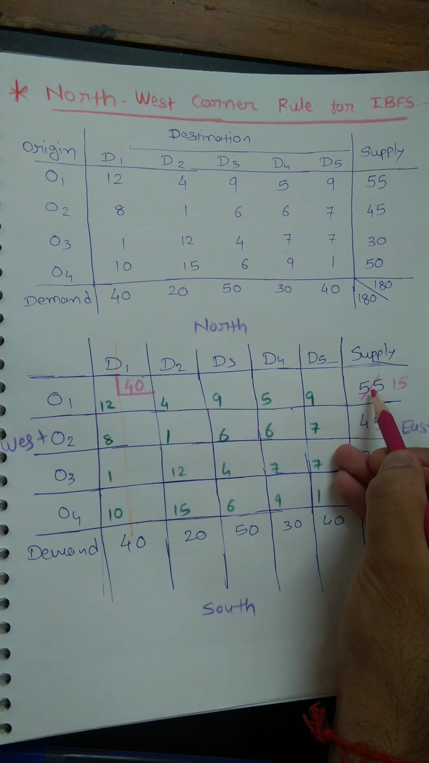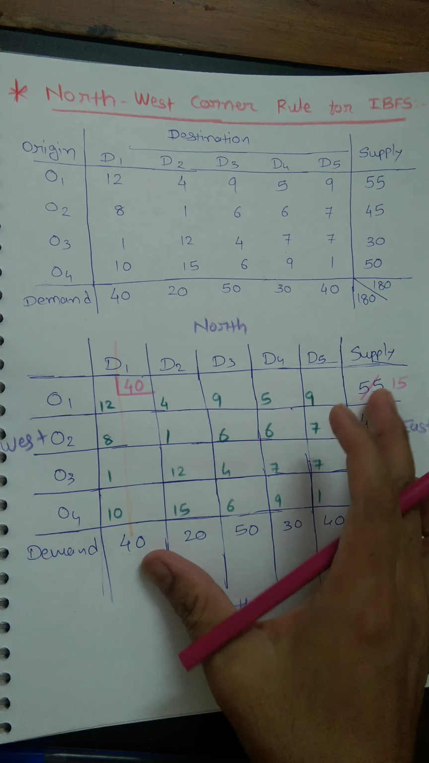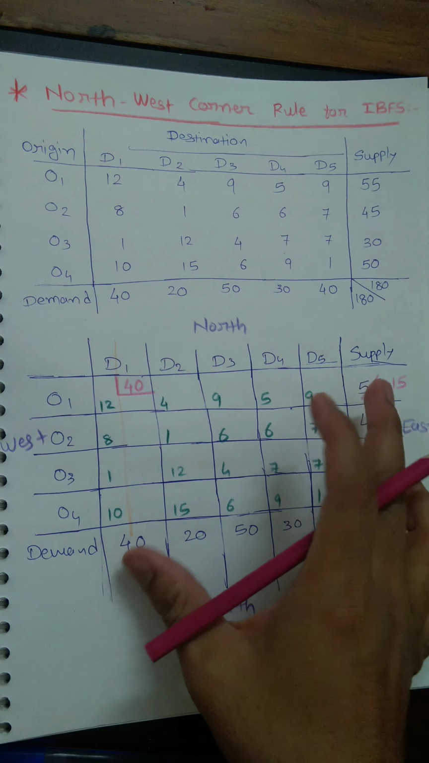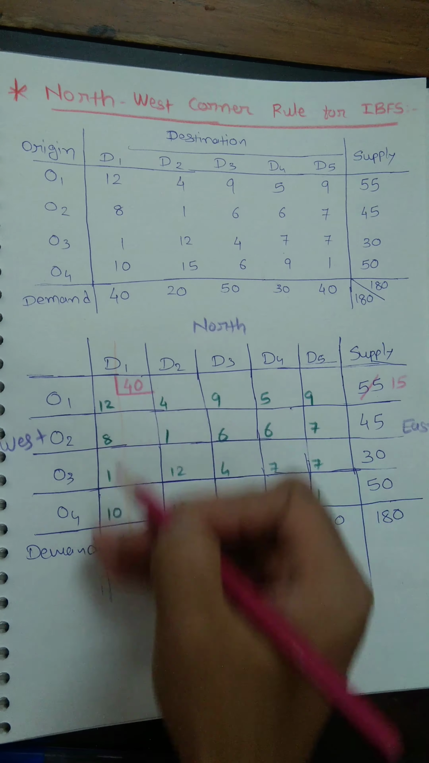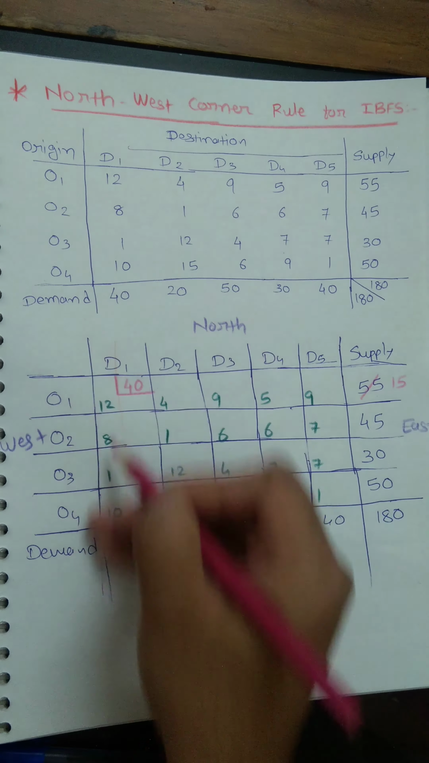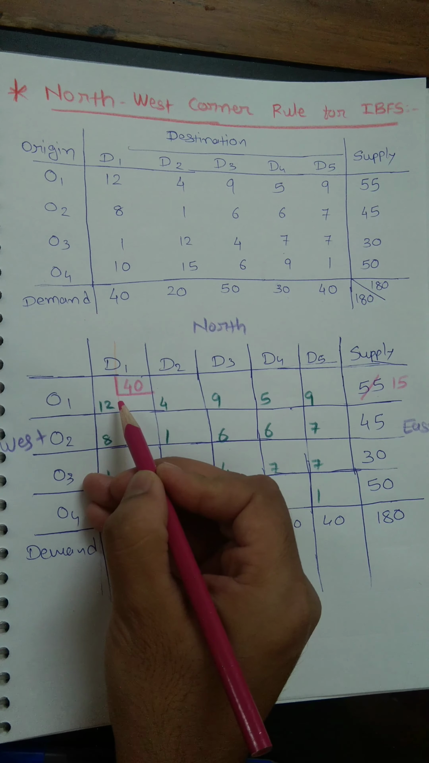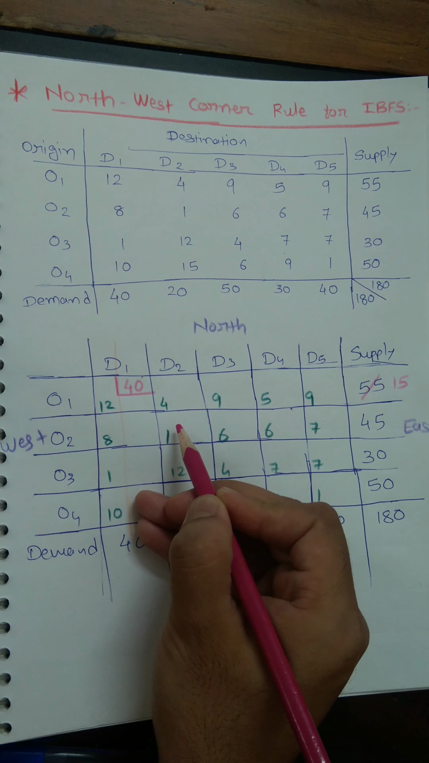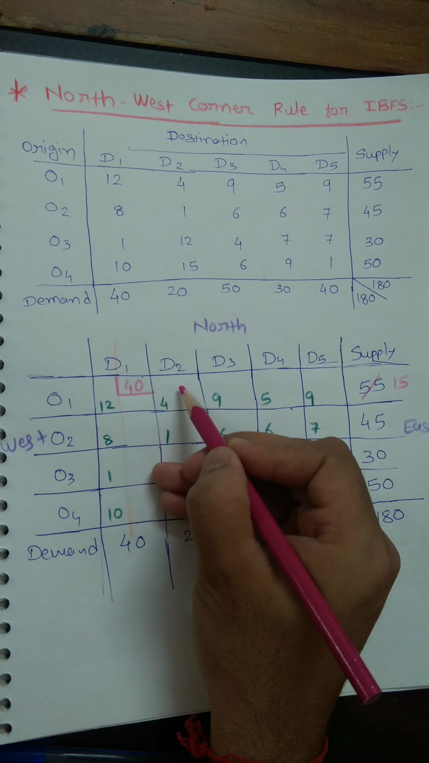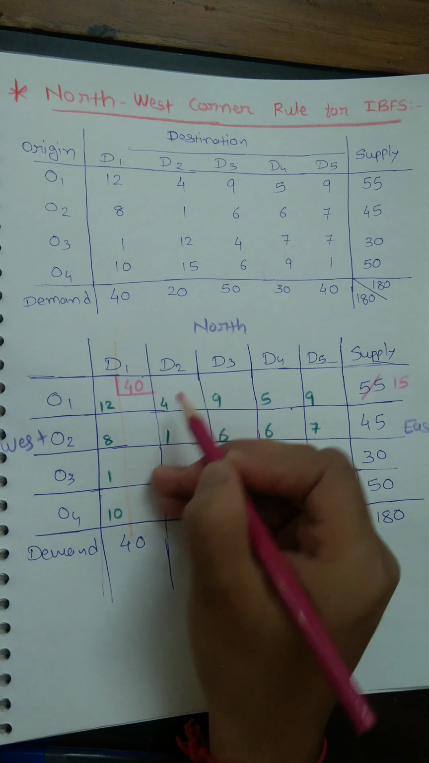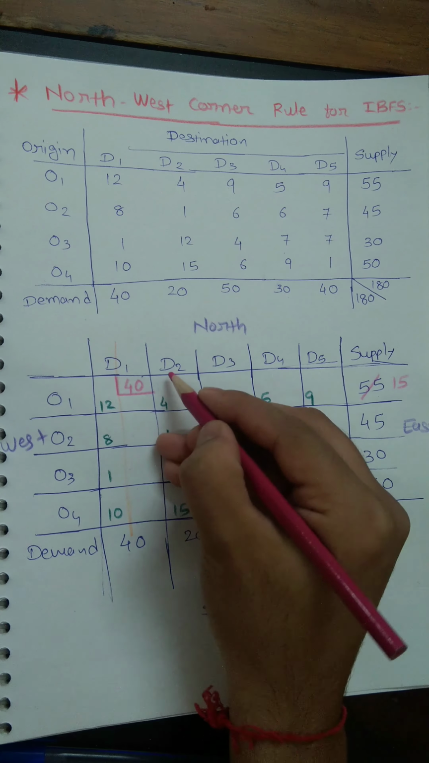Let's say if here also it was 40, then 40 and 40 become supply and demand will become equal, and both the row as well as the column will get cancelled out, and in that case you can move in the diagonal direction, otherwise not. Okay, so now move to the second cell, that is D2.